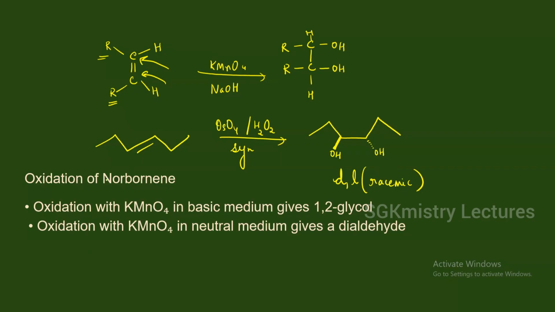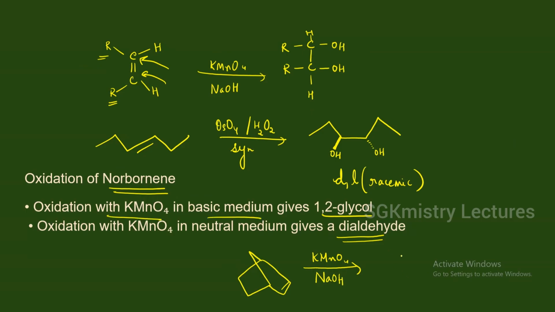Next, talking about the oxidation of norbornene. So here, oxidation of norbornene with KMnO4 in the basic medium, it gives 1,2-glycol, while in the neutral medium, you get a dialdehyde, right? So let us look into how this reaction takes place. So we have the norbornene. We have already taken this particular compound in one of the examples when I was explaining about the epoxidation reaction of alkenes. So when we talk about KMnO4, that is in the alkaline medium, we know that oxidation with KMnO4 in the basic medium, 1,2-glycol is obtained.